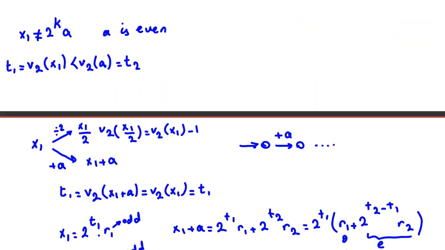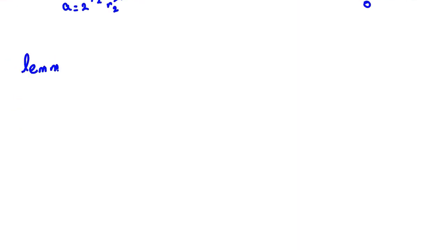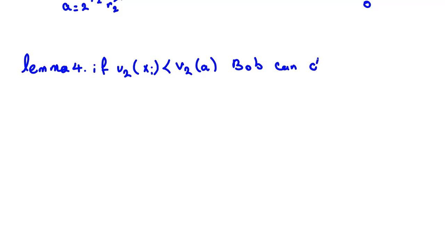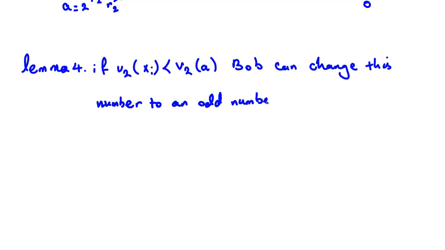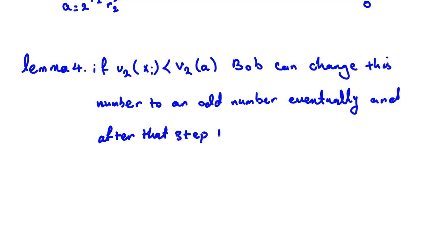Okay, so let's call this Lemma 4. Lemma 4: if v2 of xi is less than v2 of a, Bob can change this number to an odd number eventually, and after that step, the number is always odd. We proved this.